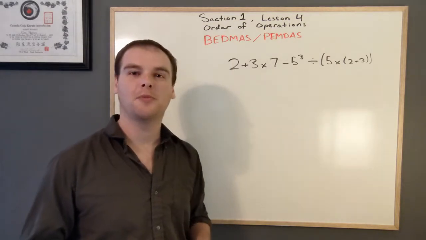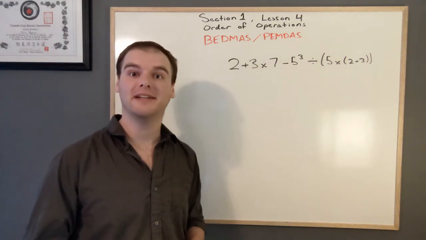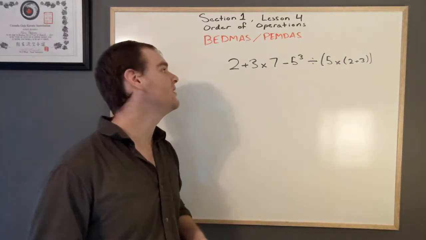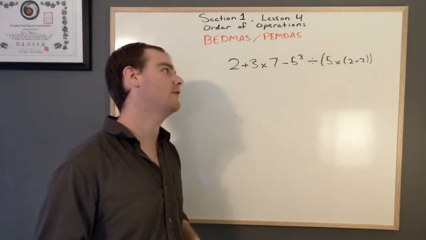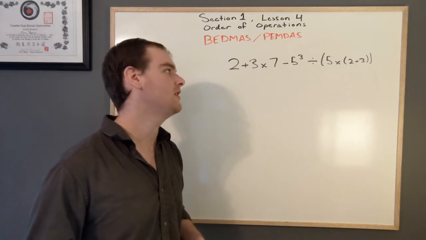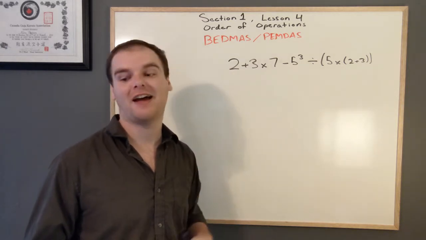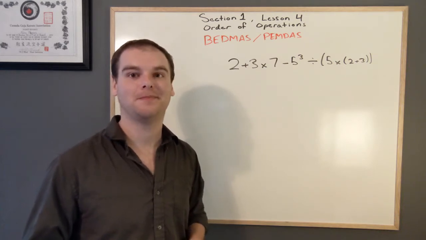So now that we know the order of operations, let's use it in a nice example, the example we saw at the beginning of the lesson. It's a long one, it's a complicated one. It is 2 plus 3 times 7 minus 5 cubed divided by open bracket 5 times open bracket 2 plus 3 close bracket, but it does have a little bit of everything in it, so it's a great example.